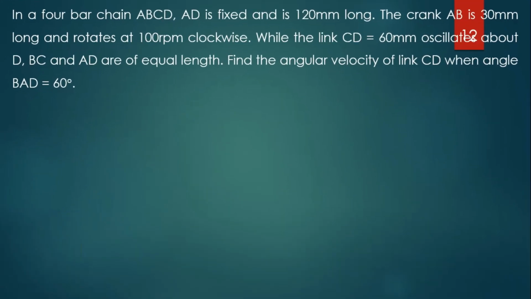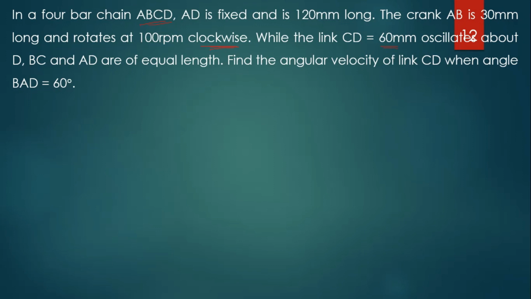So, now let us discuss one example problem. In a 4-bar chain, I will read the problem now. In a 4-bar chain ABCD, AD is fixed and is 120 mm long. The crank AB is 30 mm long and rotates at 100 rpm clockwise, right. While the link CD, which is equal to 60 mm, oscillates about D.